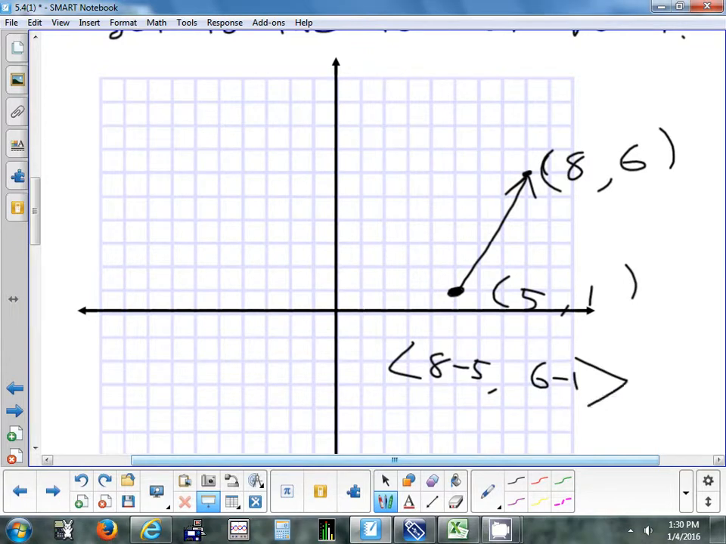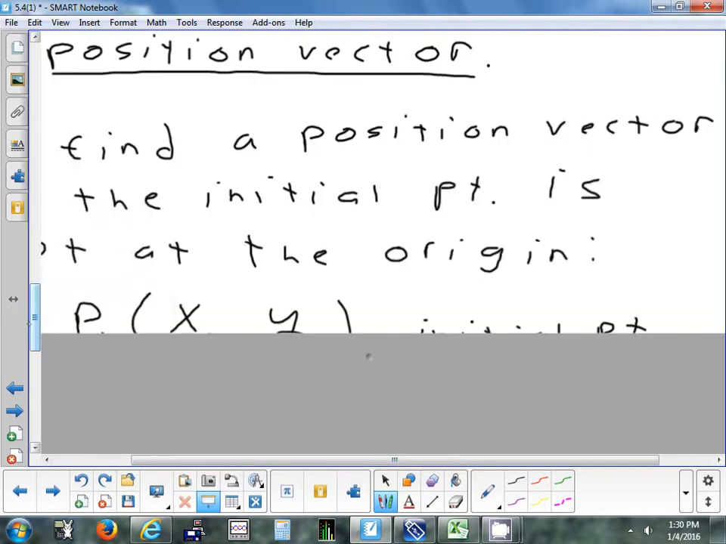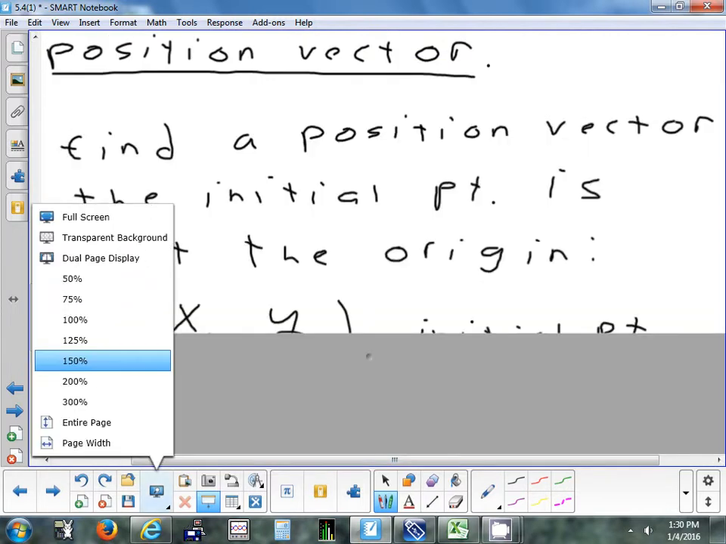What we just did here is we figured out how far left and right and how far up and down. We have a right 3 and an up 5. Okay? That's how you figure out what your vector is if you're given coordinates. Don't do anything after that. That's it, you're done.